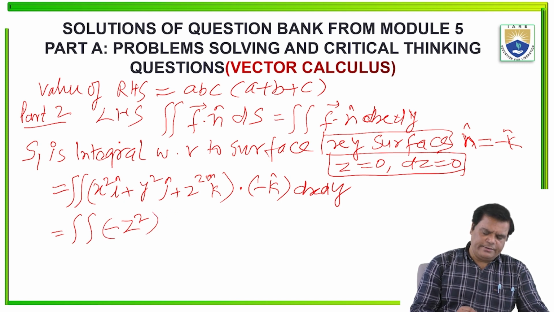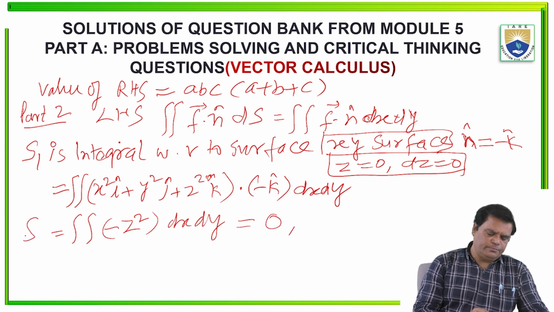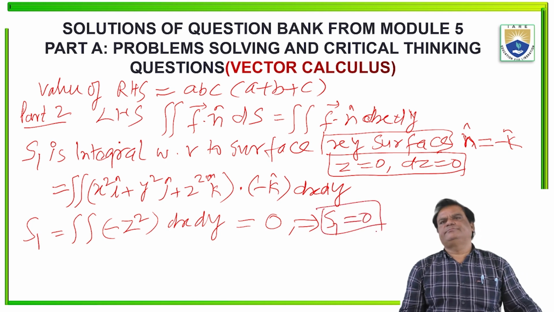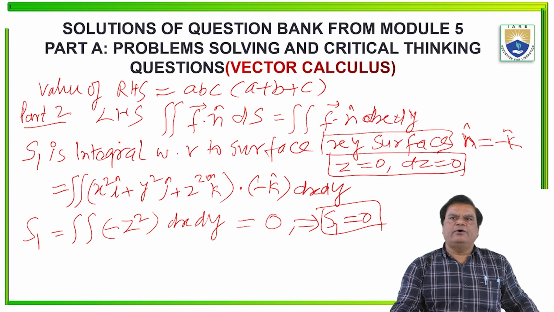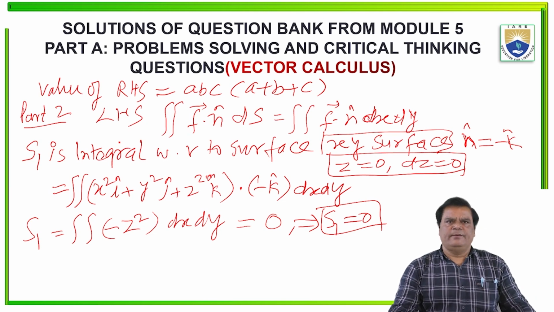This z square, and z is 0, is the result here, with dx dy and z is 0. So the S1 result is 0. This implies that S1 equals 0. Okay, the integral along the xy plane, S1, is result 0.